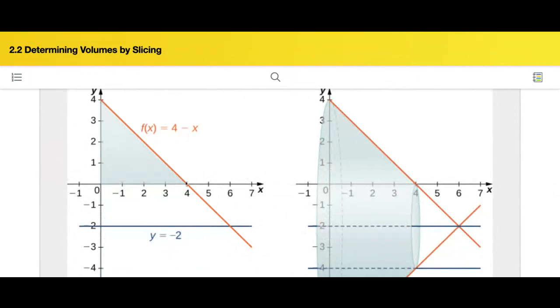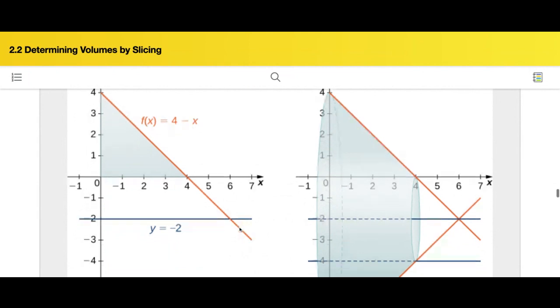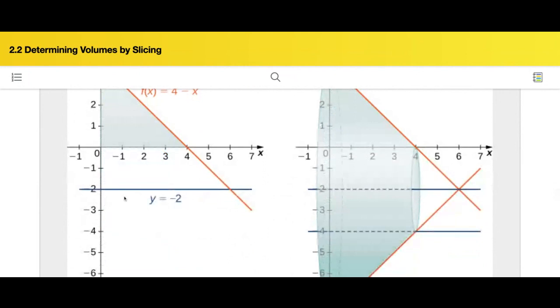So we have this region, this isosceles triangle, formed by f of x equals 4 minus x and the x-axis. This shaded region, we're rotating not over the x-axis. If we rotate over the x-axis, we just use the disk method. We're not rotating that; we're rotating over y equals -2, this line.